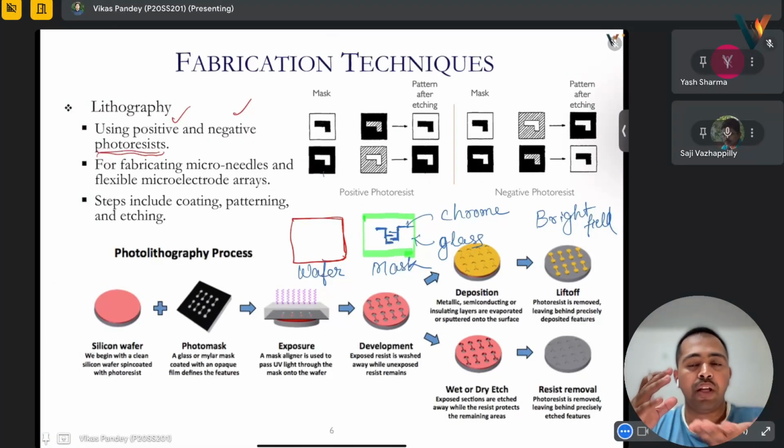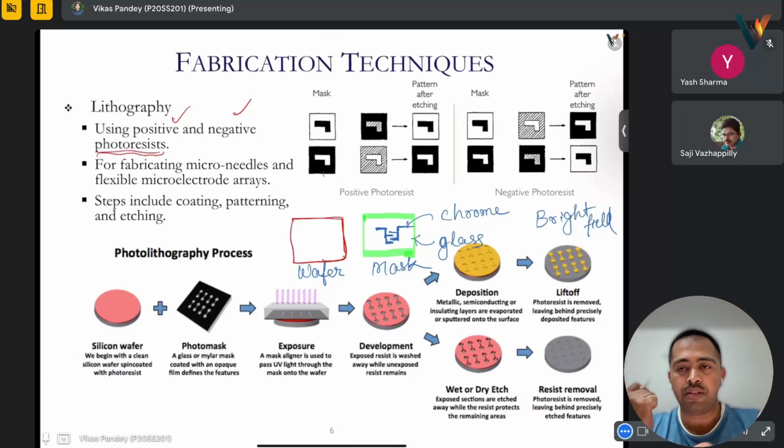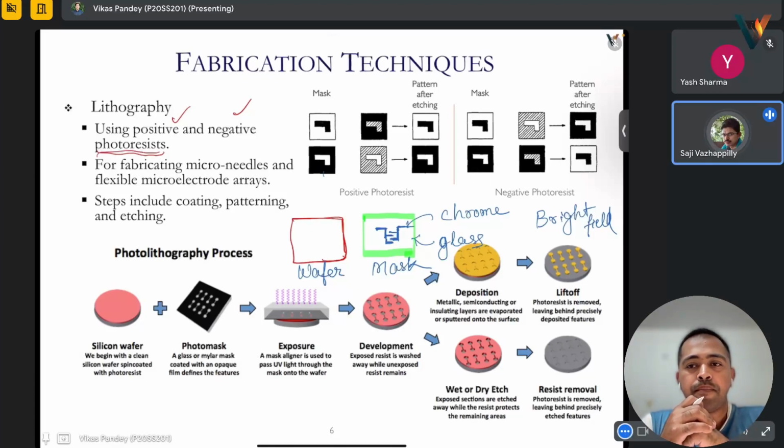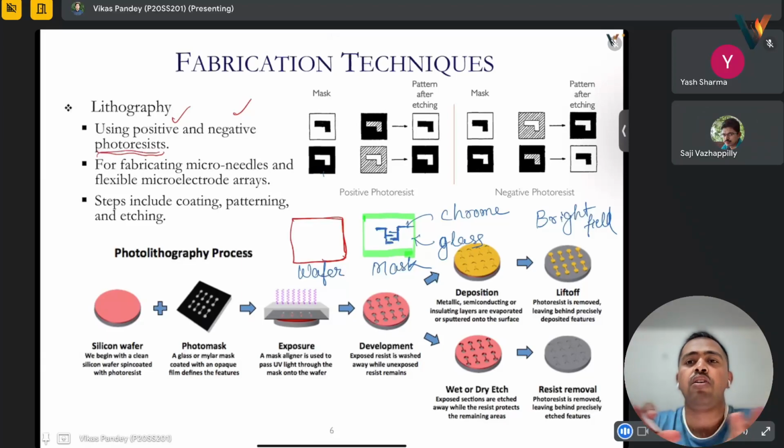So if we put a liquid over a flat surface and spin the surface very fast, what will happen? It will go away from the center and spread. Yeah, a very thin layer of this liquid will spread over it. This is a viscous liquid, not very watery, it is a bit viscous. So a thin layer of this photoresist forms over it.